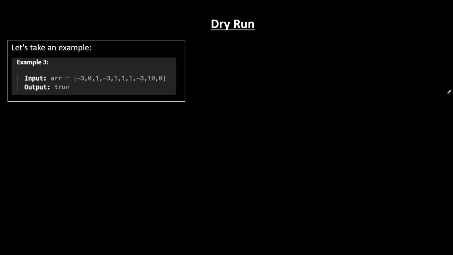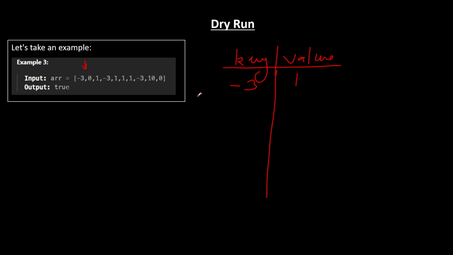Now, since we have the understanding of the code, let's look at the dry run of the example. Fine. Let's take this example and do the dry run. I will create here a dictionary, key and value. Okay. Now -3. We encountered -3 first. Count will be 1 according to our code. If it appears first time, as we wrote there, the map of value 1.